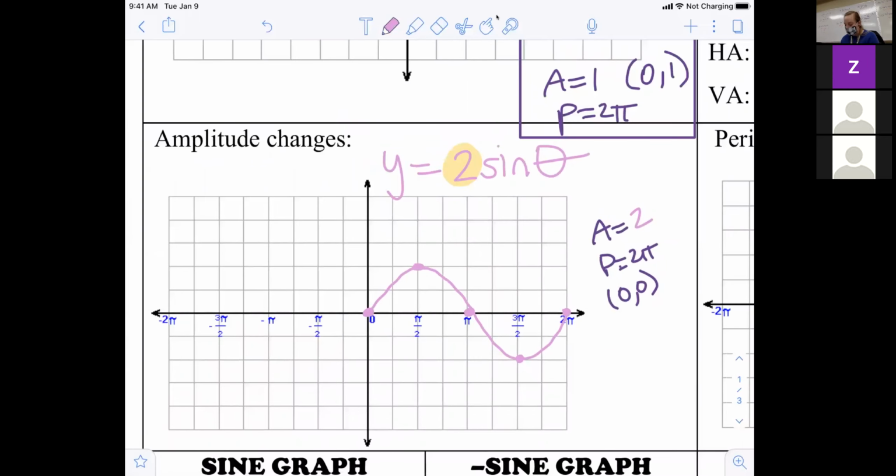You only have to give me this side. If you want to give me the other side, go for it. I love graphing both sides, but I know most of us only getting one is good enough. So that is fine with me. That's it. That's an amplitude change. That's all I care about. Okay.